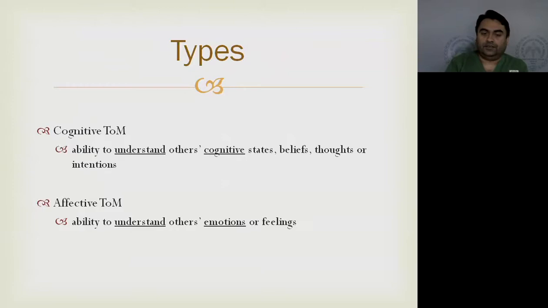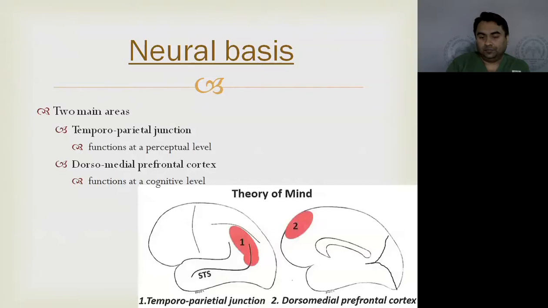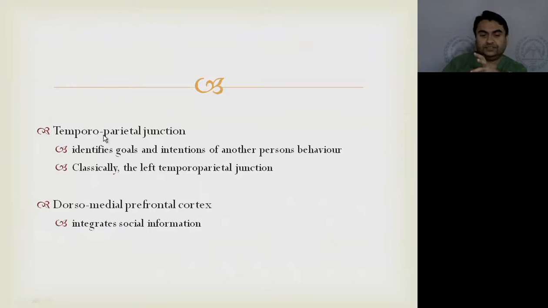The cognitive is the ability to understand the other person's cognitive states, whereas the affective is to understand the emotions involved in the same. For the neural basis, there are two areas involved, the temporoparietal junction and the dorsomedial prefrontal cortex. The temporoparietal junction functions at a perceptual level, while the dorsomedial prefrontal cortex is at a cognitive level. Now, what is the TPJ function? It identifies goals and intentions of another person's behavior.